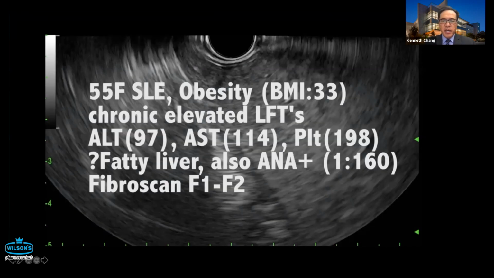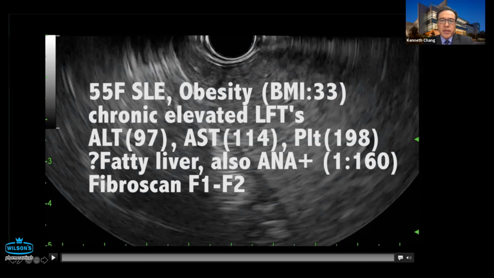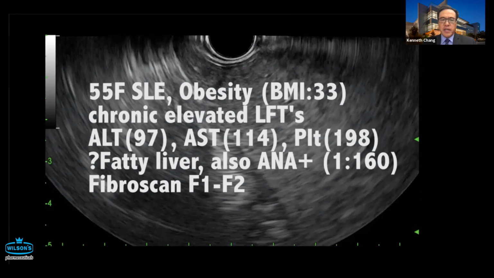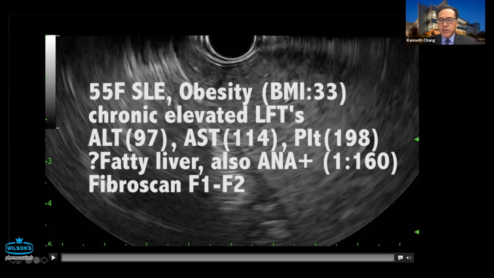And I'll finish with this last case. I've got one more, but this will be the last one, so we have plenty of time. 55-year-old female with lupus and obesity, BMI of 33, chronically elevated liver tests. So this is our bread and butter NASH patient. ALT 97, AST 114, platelet count is downtrending, fatty liver, but could be autoimmune with ANA positivity of 1 to 160. But the FibroScan shows only F1, F2.